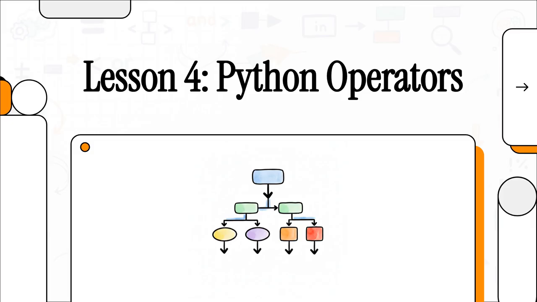Transitioning our knowledge of operators in SQL, in this lesson, Coach is going to introduce you to Python's logical operators, assignment operators, and a bonus membership operator. Let's get right to it.